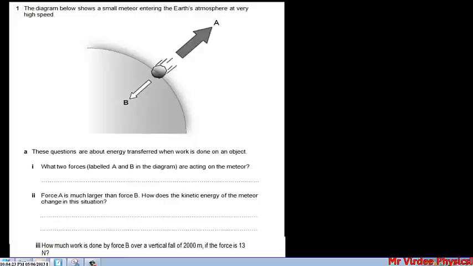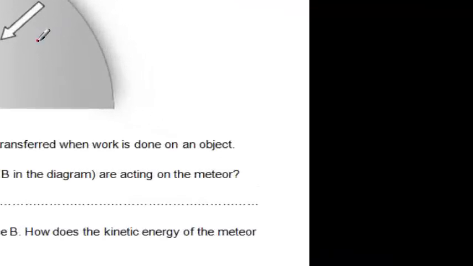If I swap to an exam style question, let me just get my red pen. So it says here, the diagram below shows a small meteor entering the Earth's atmosphere at very high speed. And it says these questions are about energy transferred when work is done on an object. So exactly what we've just been talking about. What two forces labelled A and B in the diagram are acting on the meteor? Well, first one, obviously we have gravity.